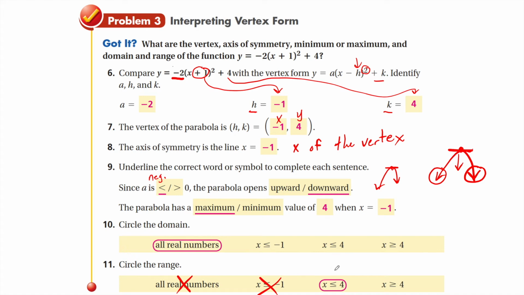Now, they did make a little mistake here. They put x as less than or equal to 4, but since we're talking about range, that is the y value. So that is really supposed to be y is less than or equal to 4. Great work.